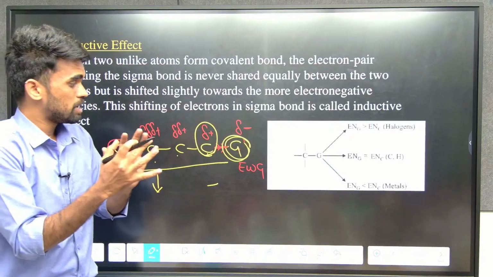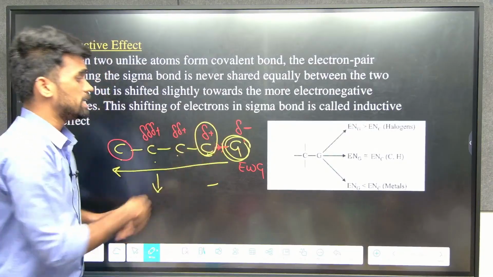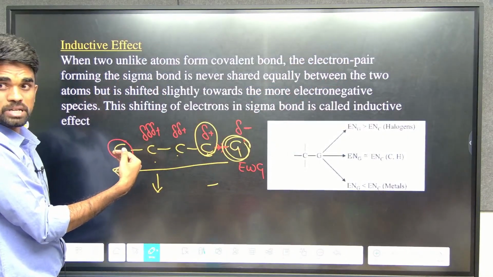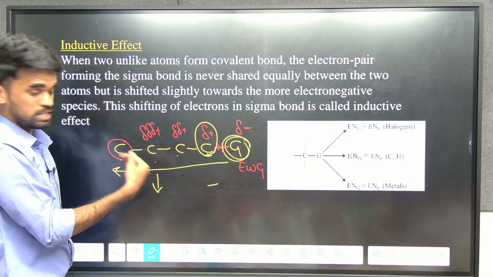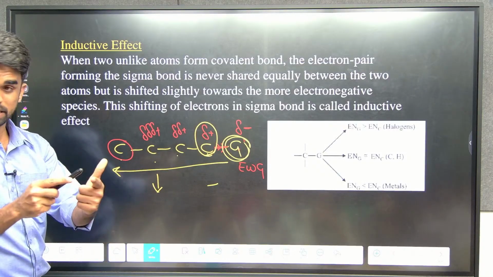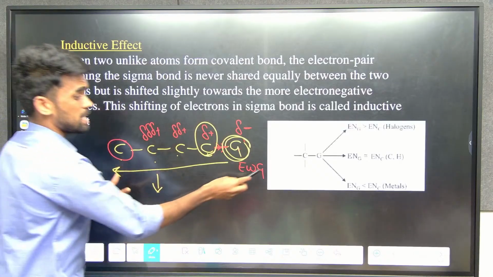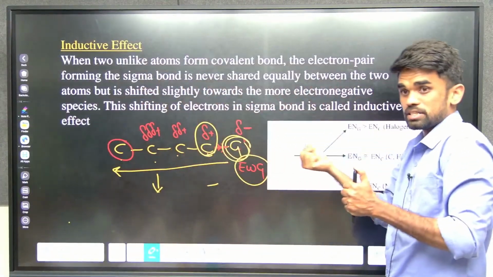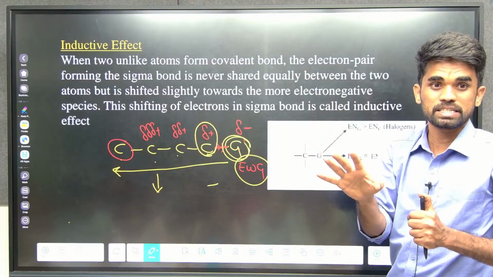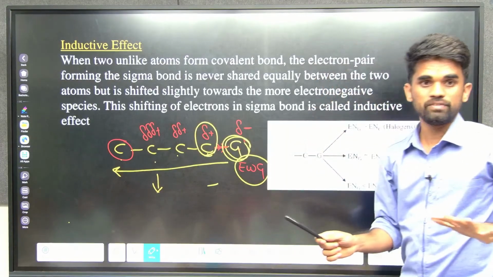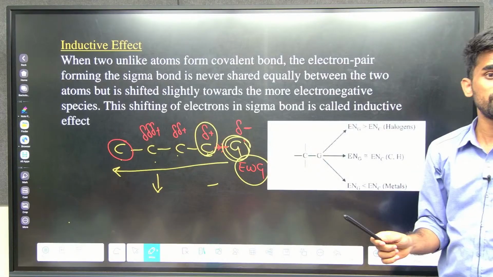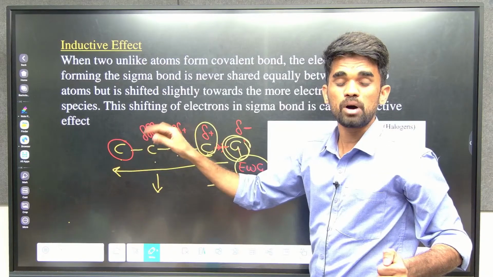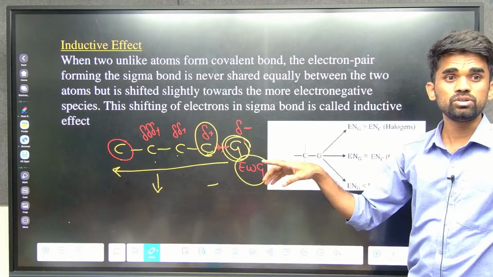There are some groups which can be called electron releasing groups. Instead of withdrawing the electrons, they may donate the electrons into the chain. Those groups are called electron releasing groups. The first is the electron withdrawing group. If the group is withdrawing the electrons, this effect is called the minus I effect, or negative inductive effect. If it is releasing electrons into the system, you should call it the plus I effect, or positive inductive effect.